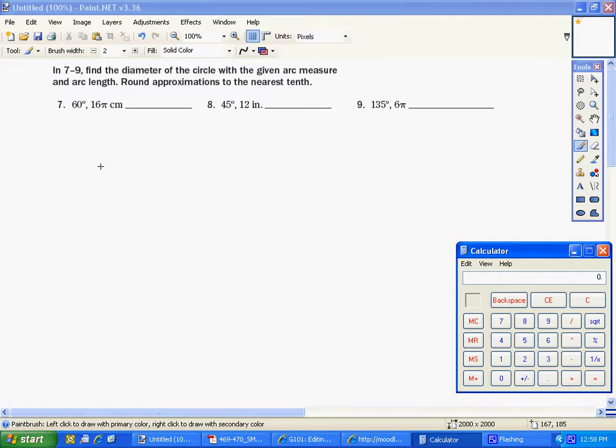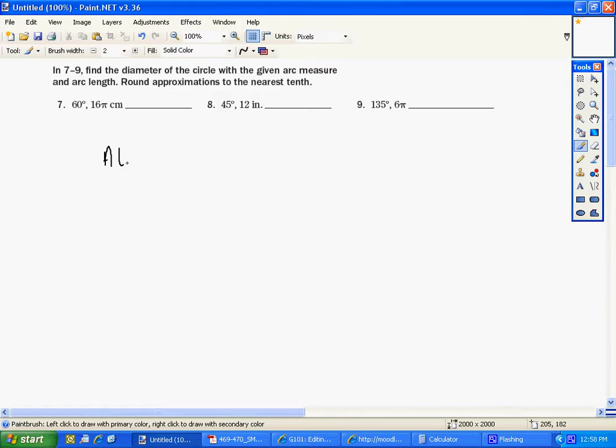Alright, arc length formula, let's see if we can remember what it is. So, arc length is equal to the degrees of the central angle divided by 360 times circumference of the circle. Now, we're looking for the diameter, but conveniently, the diameter times pi is the same as circumference. You see? So what I can do here is I can replace c with d pi. So arc length is really equal to x over 360 times d pi.